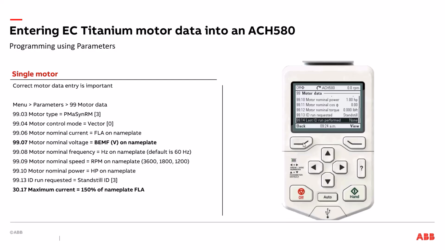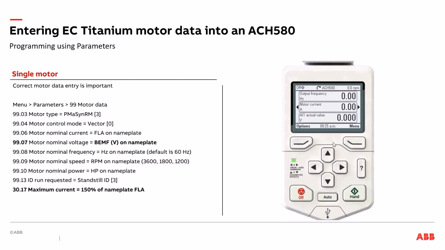Before we do an ID run though, what we want to do is adjust the motor maximum output current, which is done up in group 30, parameter 3017. Under limits, here we want to edit this to 1.8, which is 150% of the motor nameplate FLA. The motor nameplate FLA was 1.2 amps. All right, got that done.